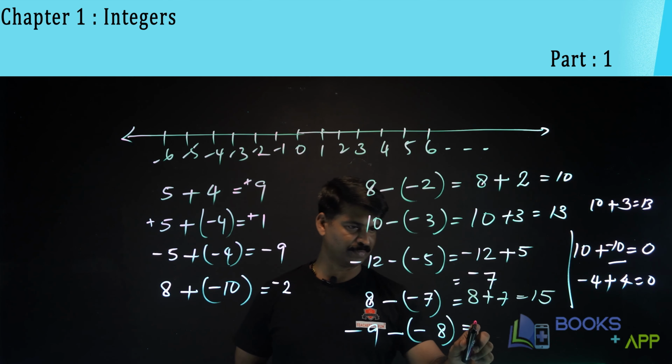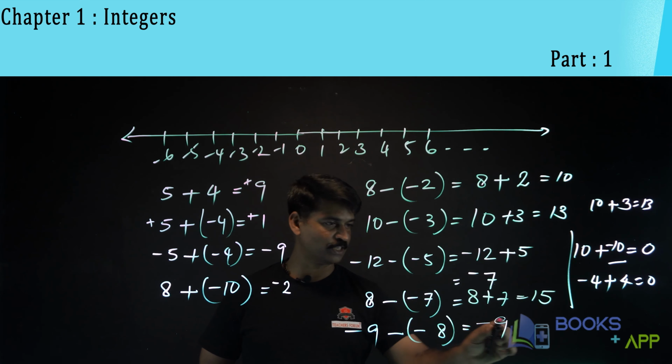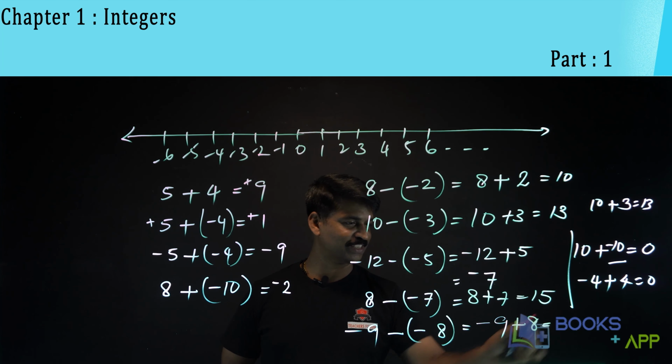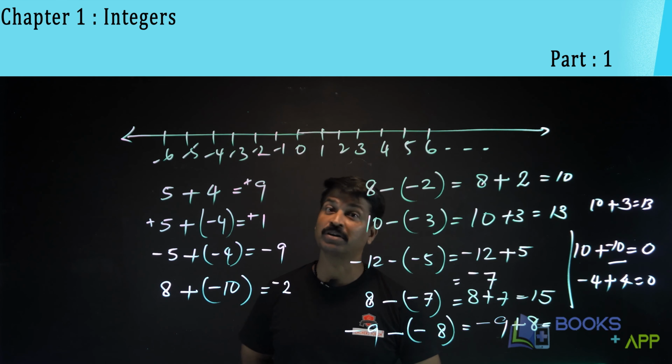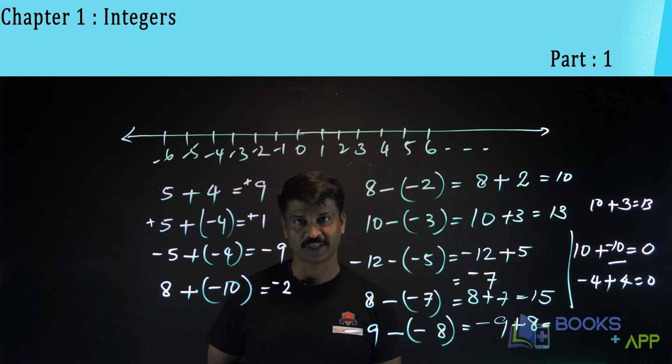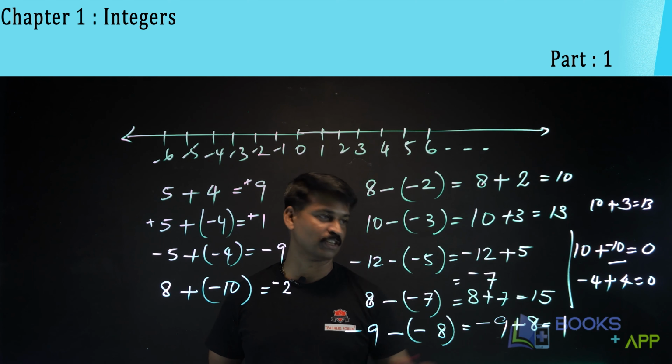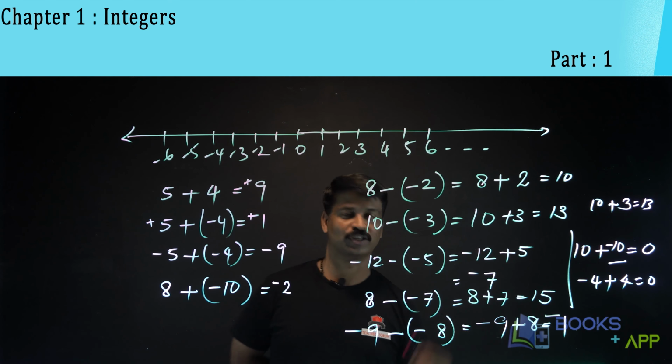Here what is the answer? Minus 9. Minus minus becomes plus, so it becomes plus 8. So what is the answer? Minus 9 plus 8. One is a negative number, another one is a positive number. What do you have to do? Subtract 9 minus 8. That is 1. Put the symbol of the greater number, minus. So the answer is minus 1.